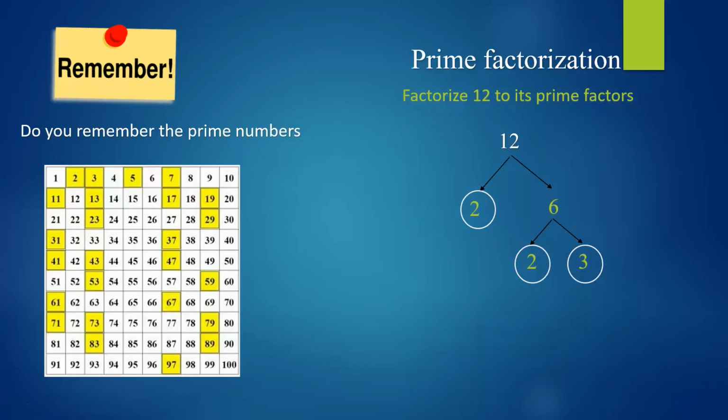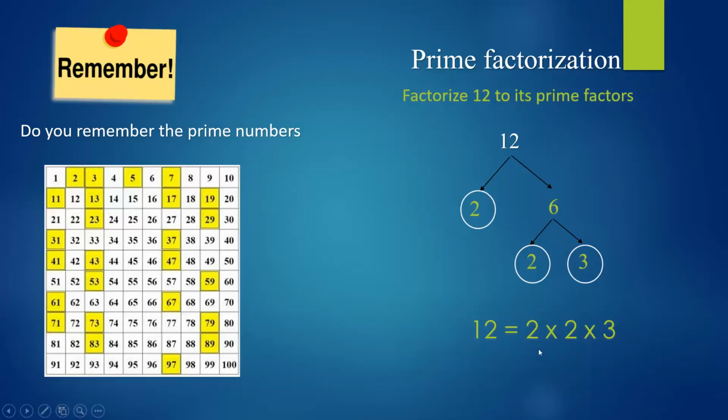Can you factorize again? Yes. Why? Because we have 2 times 3 equals 6. So we are going to factorize 6 again to 2 and 3. Both of them are prime numbers, so we circle 2 and 3. So 12 equals 2 times 2 times 3, and these are the prime factors only. 2 times 2 times 3. Did you get it?